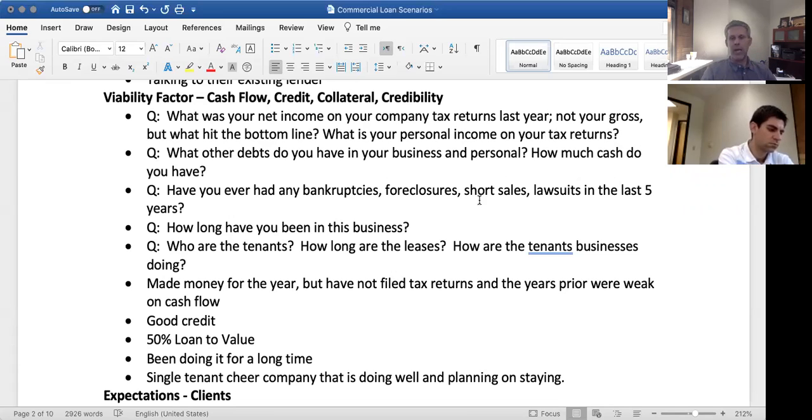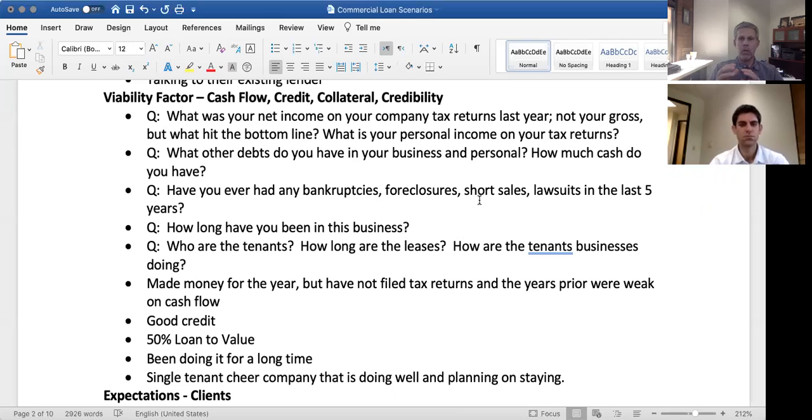Obviously, he had not filed tax returns yet, but some of the years prior were okay. They weren't great, but they were okay. What other debts do you have in your business and personal, or how much cash do you have on hand? He had good cash, about, call it, 200,000 to 300,000 in cash on hand.